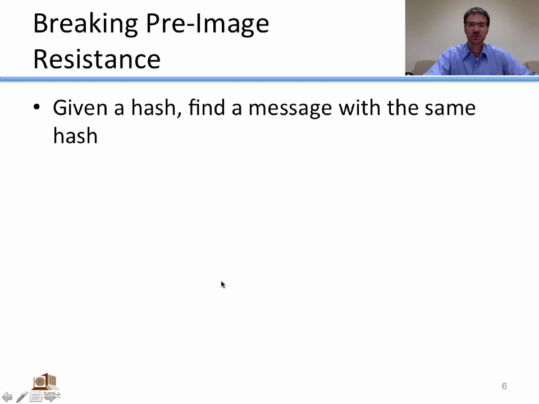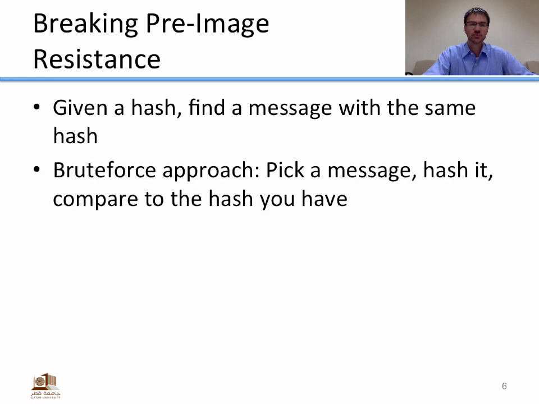So if I were going to break pre-image resistance, what would I need to do? And remember that pre-image resistance says that given a hash, find a message with that hash. Well, the brute force approach, brute force meaning I just keep trying and testing and seeing if I get it. In a brute force approach, I would just pick a message, hash it, and compare it to the hash that I have. If they match, then yay, I found a message with that hash.